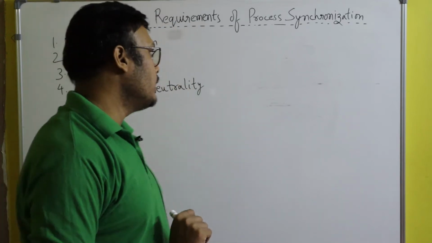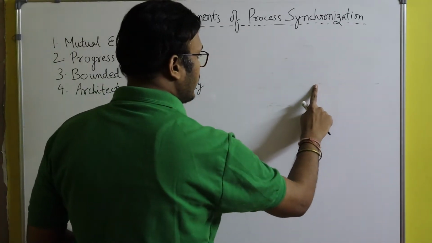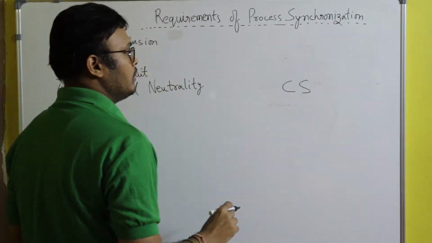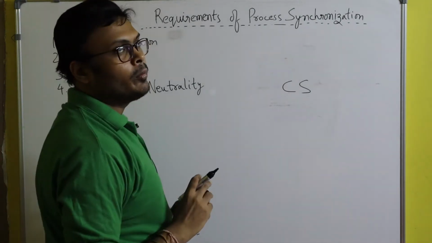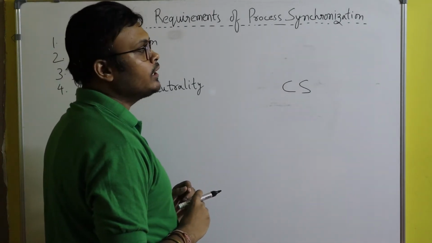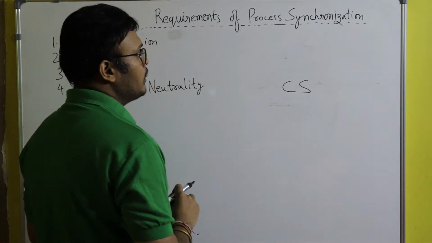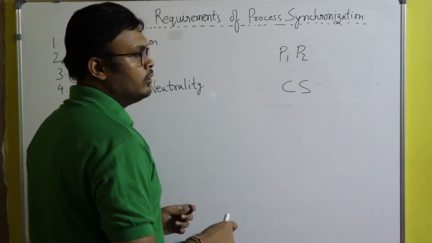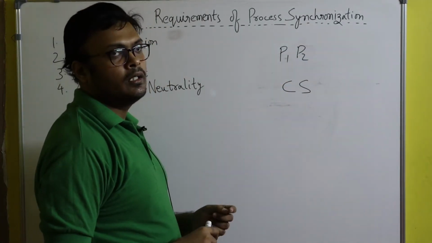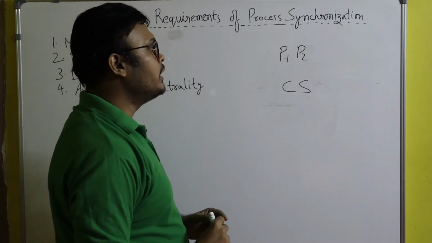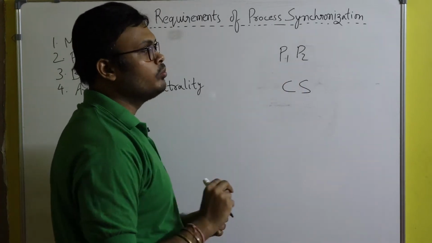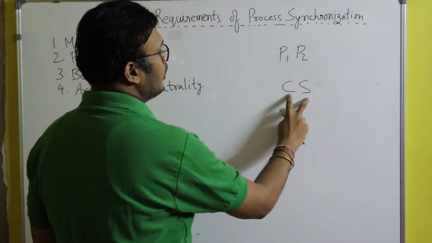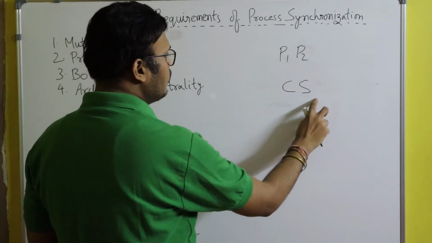For example, you see here, there's a critical section. CS means critical section. What I told you about the critical section is that it is a region where the shared resources are accessed. Suppose there are two processes. Although lots of processes can access the shared region, for the sake of simplicity, I am giving the example of just two processes. Suppose both these processes want to enter into the critical section.